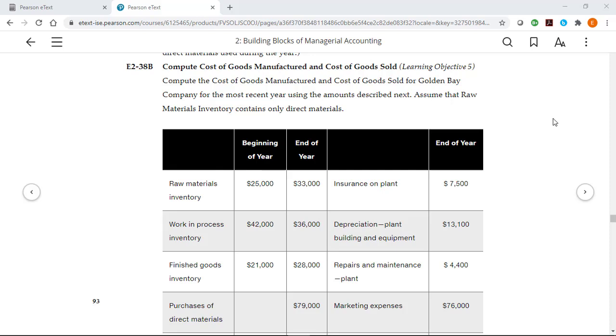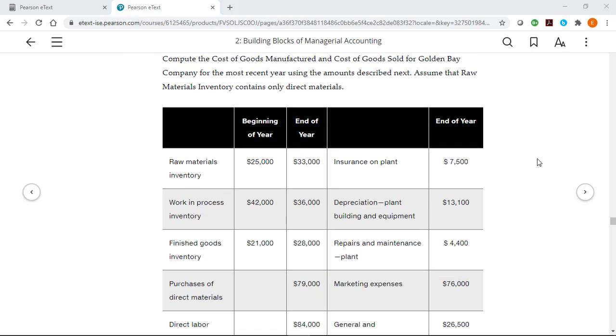So this problem is 38B, which is very similar to the problem that you were assigned for your homework. As a matter of fact, it's the B set for exercise 26A. So it's the same problem, just with different numbers. This is the Golden Bay Company. We don't know what they make, but here's the information.